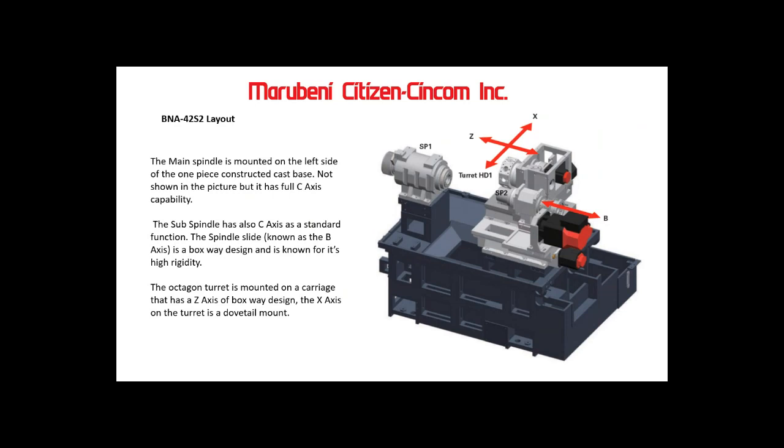The octagon turret is mounted on a carriage that has a Z-axis of a box way design. The X-axis on the turret is a dovetail mount. All slideways on this model have been hand scraped.